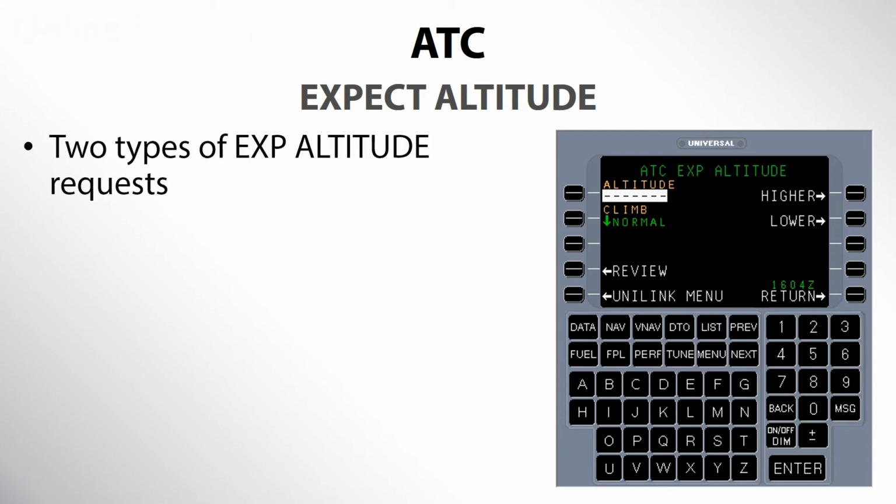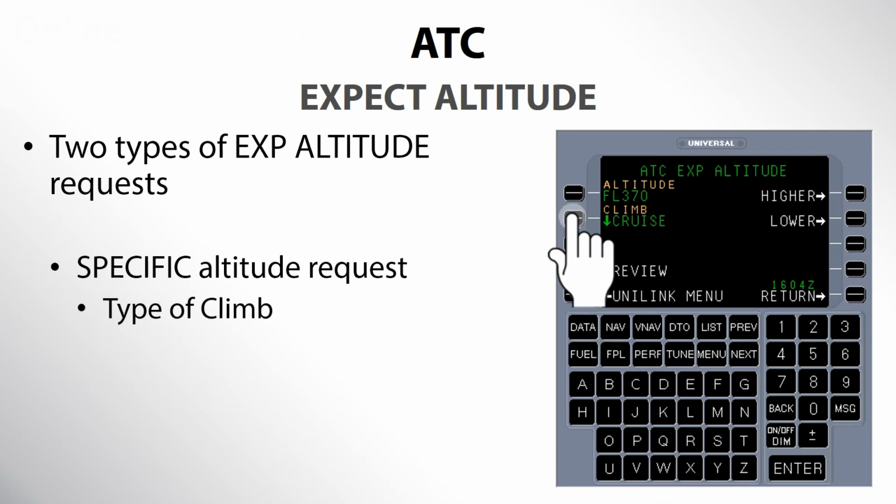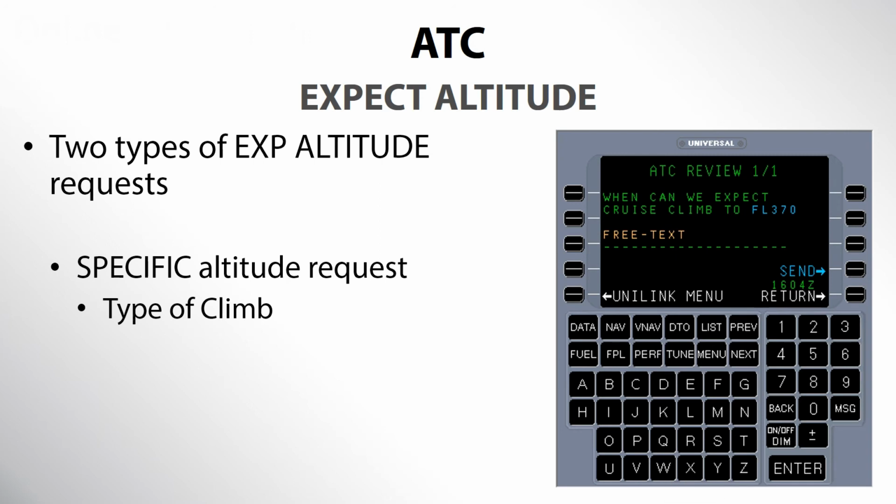There are 2 ways to indicate altitude for the ATC Expect altitude request. You can enter a specific altitude. If ascending, you can also indicate the type of climb. Review your request, and if desired, add additional text. Press Send to place in the queue for transmission.